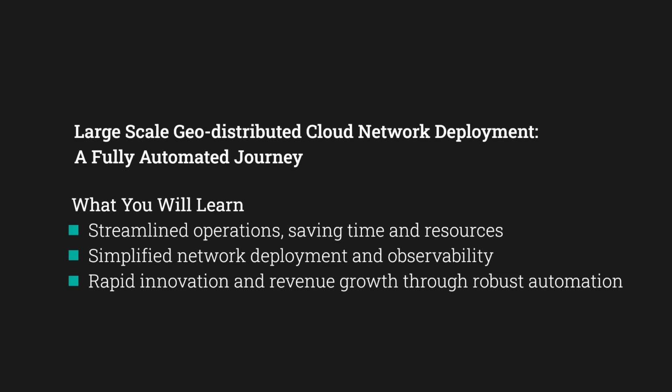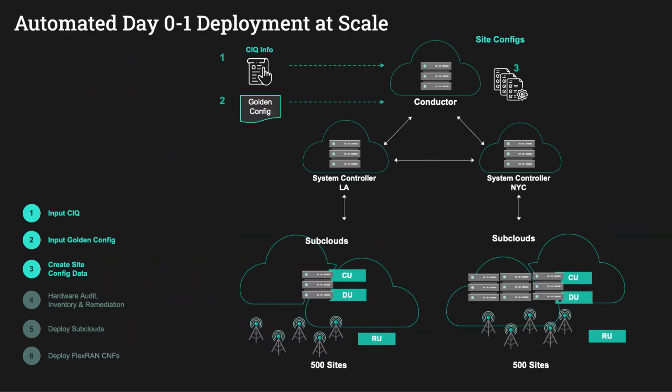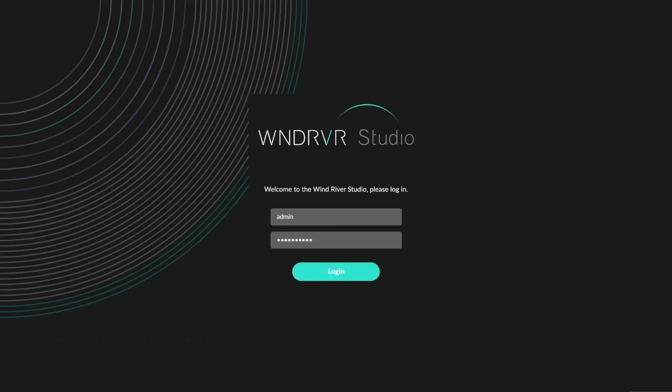We will show Day 0, Day 1 automation deploying 1,000 clusters and how this capability allows you to rapidly roll out new services and capabilities to your network. We start with commissioning our secrets and the creation of the site configuration. This is in two parts. One is called the CIQ, the Customer Information Questionnaire, and the other is the Golden Config.